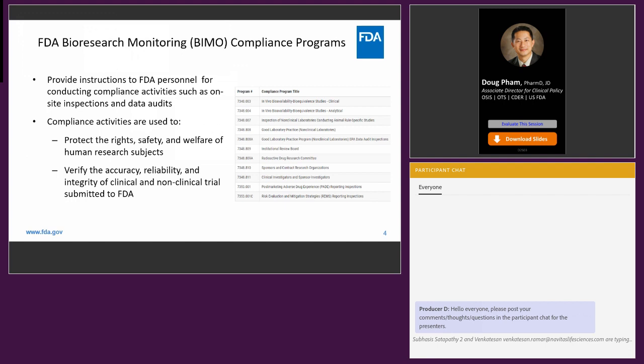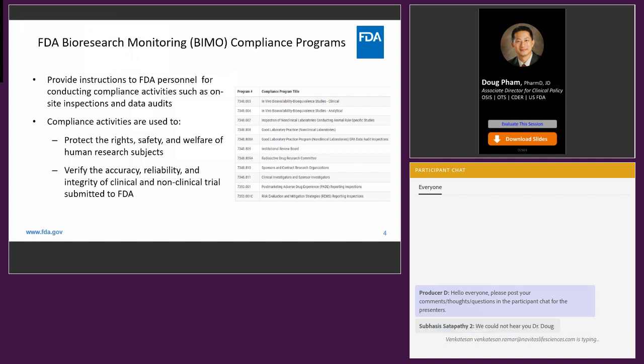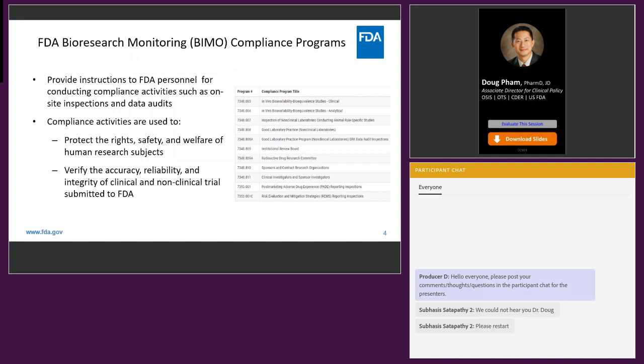So, just a little bit of background. FDA's BIMO program is a comprehensive program of on-site inspections and data audits. It was designed to monitor all aspects of regulated research. In reality, however, the BIMO program was created to essentially address two huge problems, or issues. First, to assure the quality and integrity of data submitted to the agency in support of applications. And second, to provide protection for the rights and welfare of human subjects involved in FDA-regulated research.